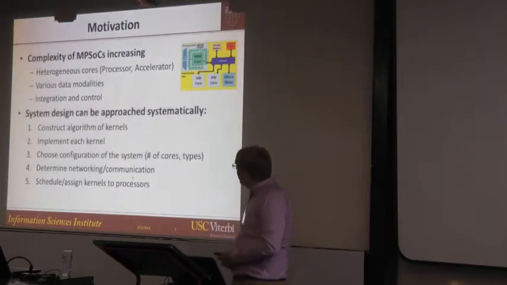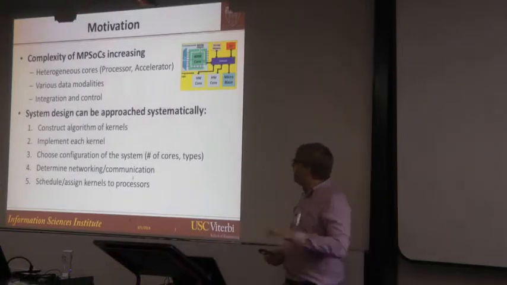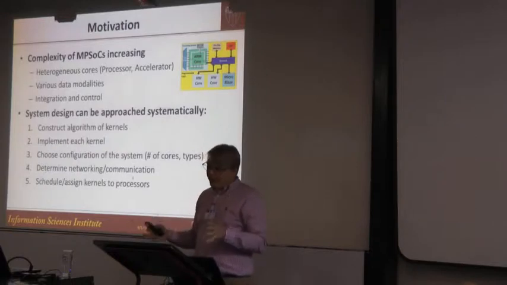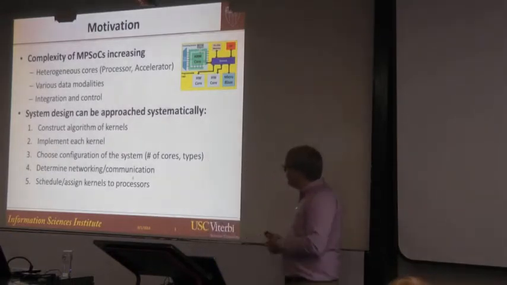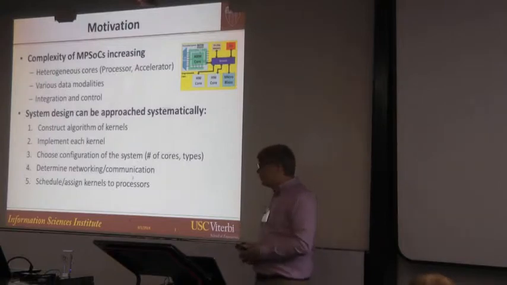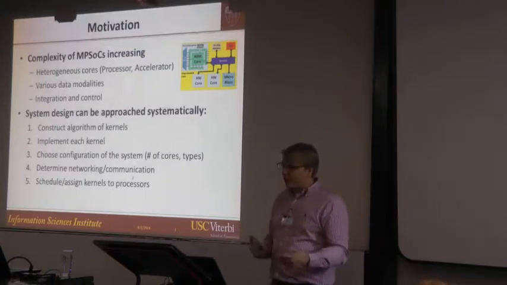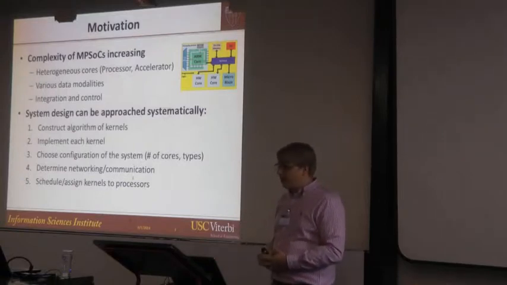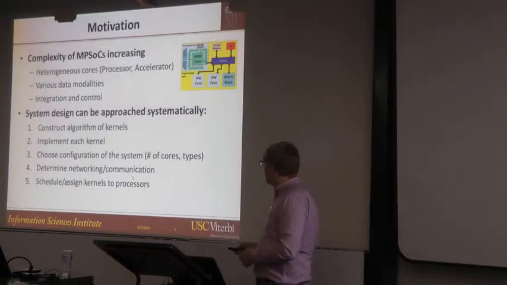Well, normally, you can approach this systematically. You start by constructing your algorithm, figuring what types of kernels are going to be in it, how they should connect together, what are the data dependencies. Then you implement each kernel, whether it's in hardware or software, choose a configuration of the system, so many hard cores, soft cores, accelerators, etc. Determine some networking approach. And then, of course, take your design, your application, and schedule the work onto those cores.